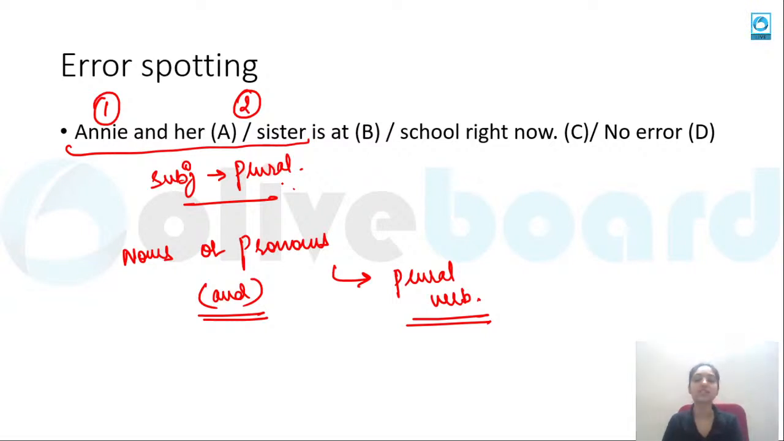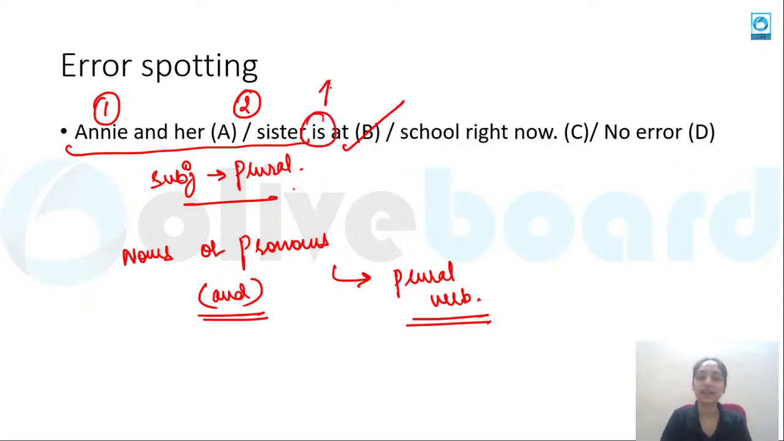We have just discussed the rule in today's class. If there is more than one noun or pronoun in the sentence that is connected with the connector "and"... Yes, most of you are now correct. There is an error in part B. So option B is the correct answer.